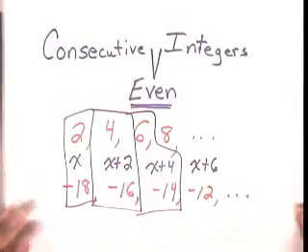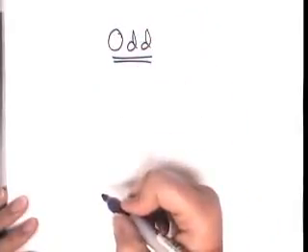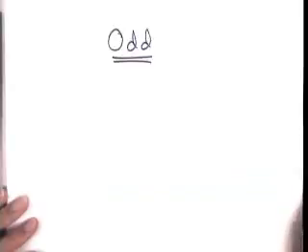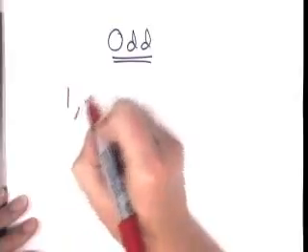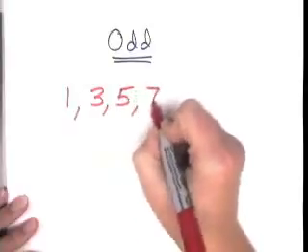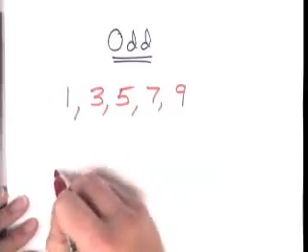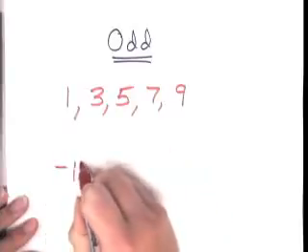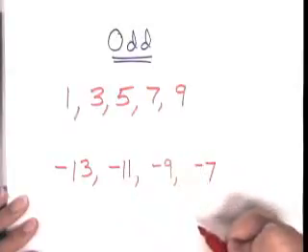Some of these problems, instead of saying consecutive even integers, might say consecutive odd integers. How does it change if it says odd? Well, this time I'm not talking about those by counting by even numbers. I'm looking at starting with an odd number and then going to the next largest odd number and then the next largest odd number. So I get this list of odds: 1, 3, 5, 7, 9. I could compare that to the negative list of negative 13, negative 11, negative 9, negative 7, and so on.